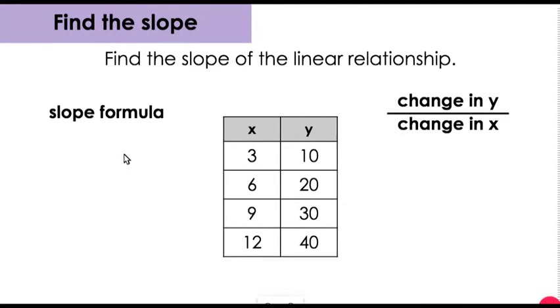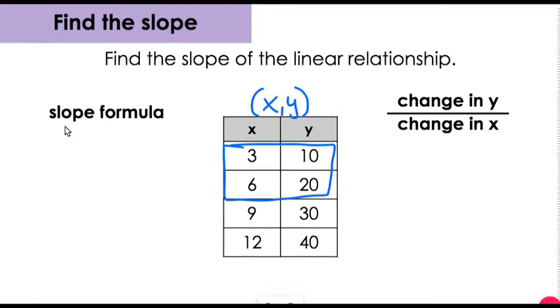So for the slope formula, we pick 2 points. It can be any two. I can pick two that are right next to each other. So I could pick 3, 10 and 6, 20. I could pick 3, 10 and 9, 30. You can pick whatever 2 points you want, but focus in on 2 points. Remember, this is just an ordered pair, x, y. Okay, so I'm just going to go ahead and pick these two.